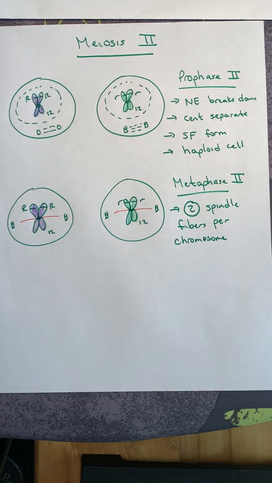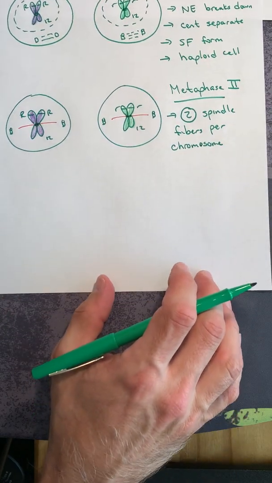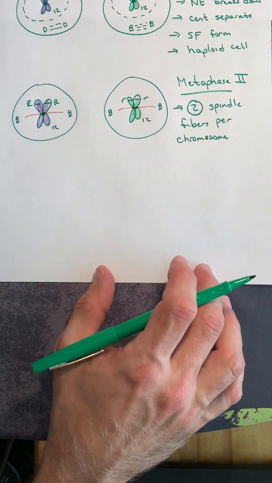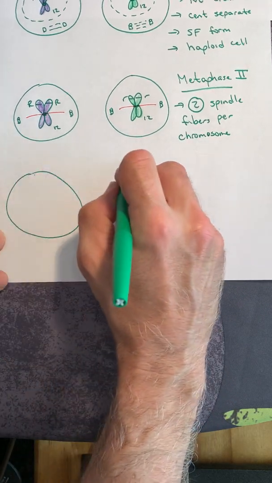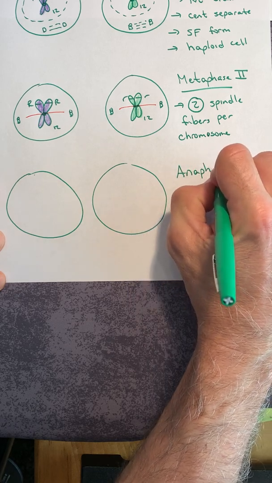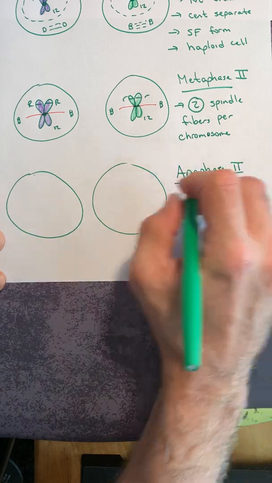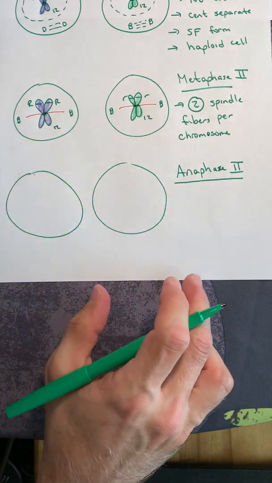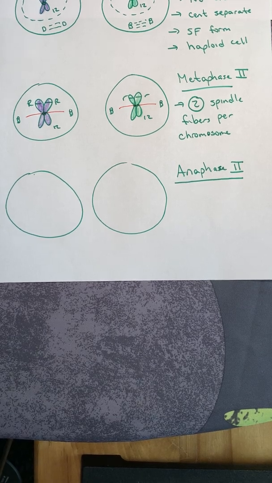Okay, well, if that's metaphase 2, you know what's coming next. What always follows metaphase? Always. Anaphase. So this is anaphase. Anaphase 2, right? And what always happens during anaphase? Always. What happens during anaphase is that spindle fibers pull.